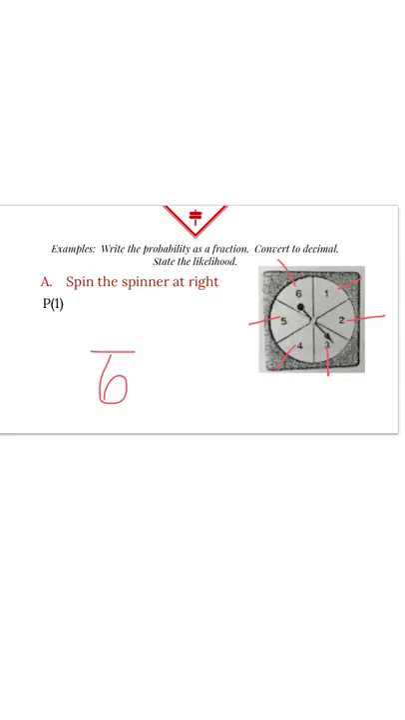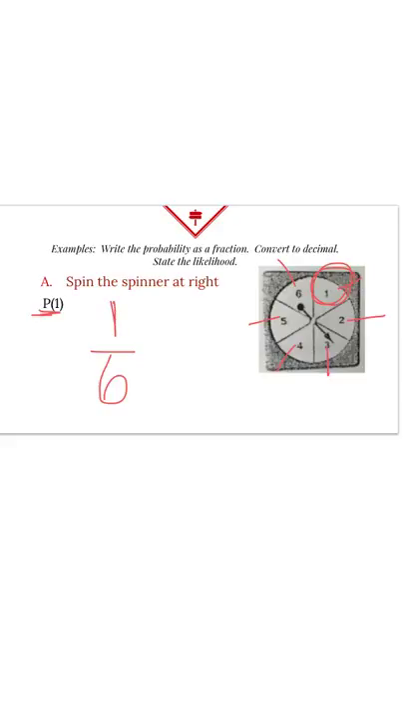Then we want to know the probability of spinning a 1. That's what the P and the 1 in the parentheses means. So the probability of spinning a 1. So you look at how many 1s there are there, so how many times it could possibly land on a 1, and we only have this 1 here, so the probability of spinning a 1 is 1/6.